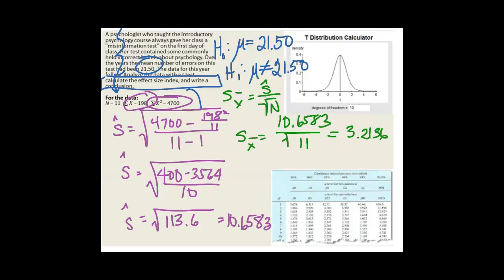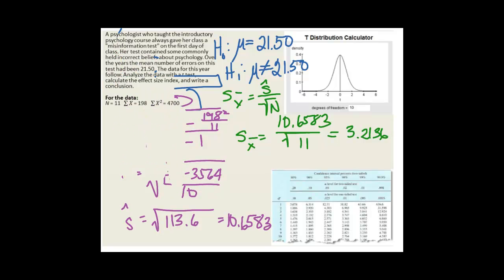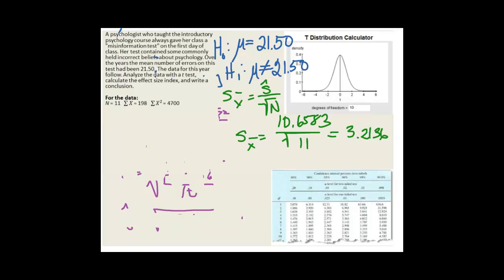So I'm going to give myself some space here and focus on just the value that I care about, which is the S sub x bar. So S sub x bar is equal to 3.2136. Now, to calculate the t-test, I'll need the mean for this particular set of scores.